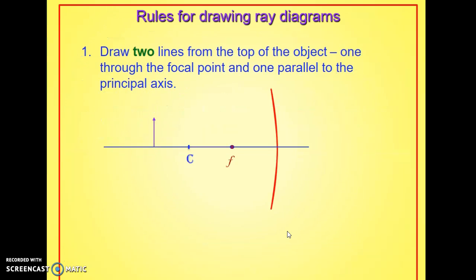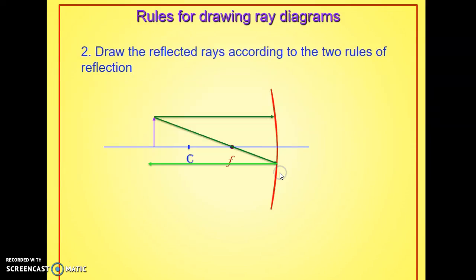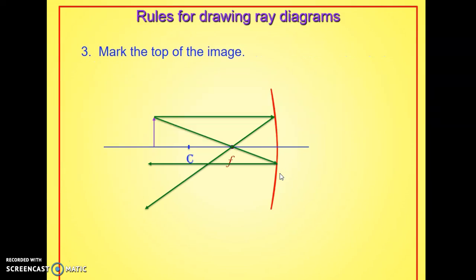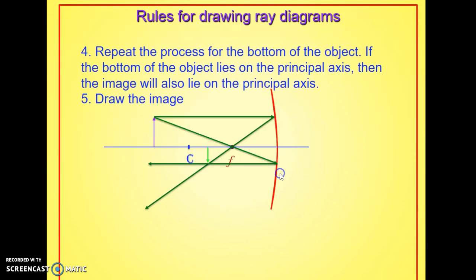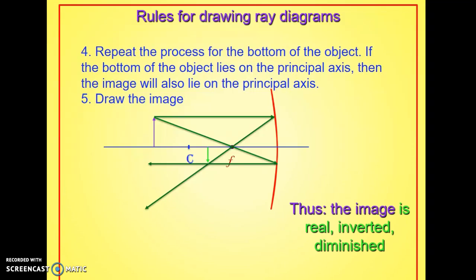We went through this drawing of the first example very carefully together already. So we draw 2 lines from the top of the object. That purple line on the left here, that's the object. Using those same rules, we draw the reflected rays according to the 2 rules. Remember to put arrows on them, and where they meet, that is where your image is going to be. So that's the first example. So we're ready to move on now.